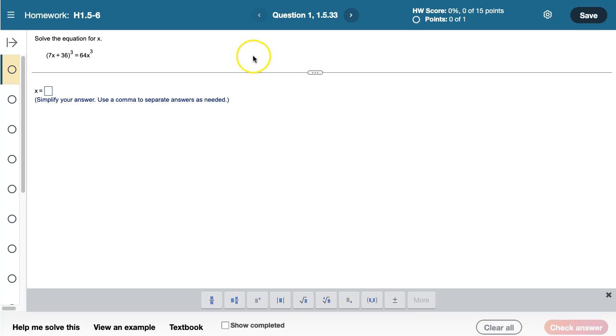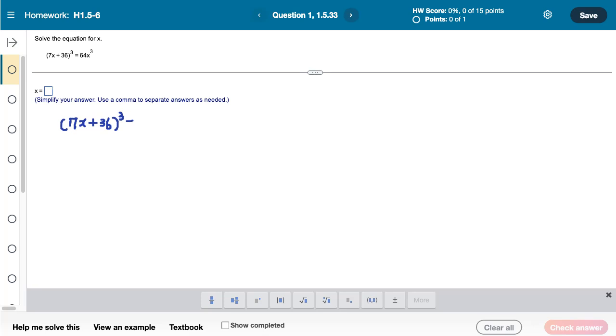All right, let's look at the homework 1.5-1.6, question number one. All right, so let's solve this equation. We have the quantity 7x plus 36, raised the whole thing to the third power.